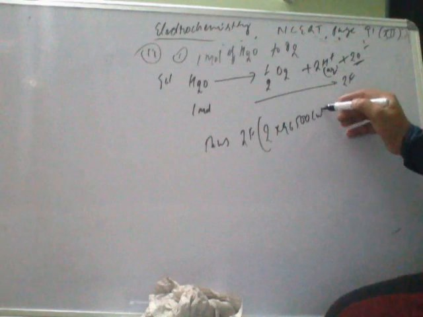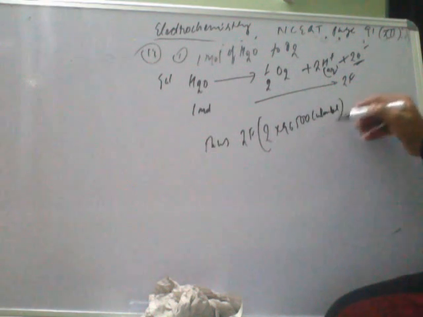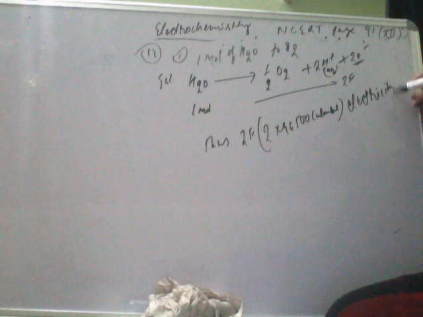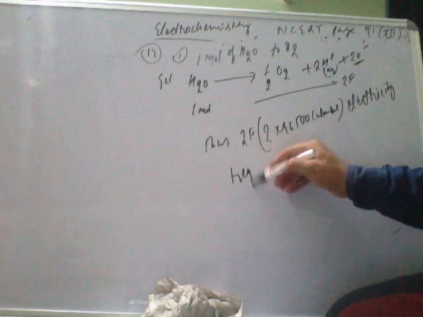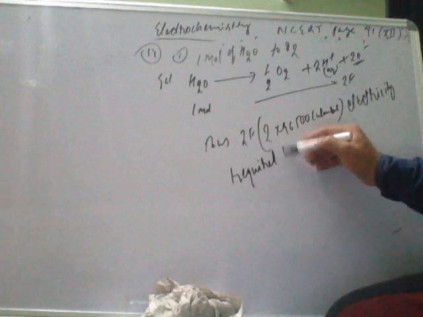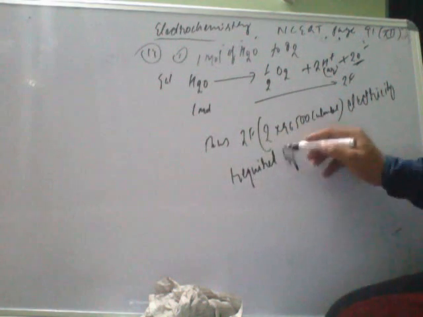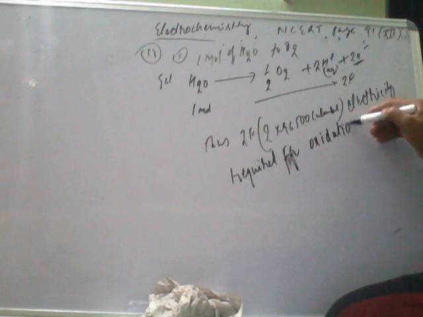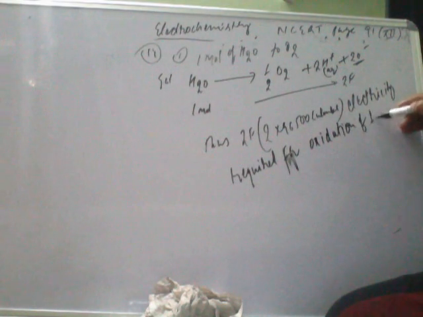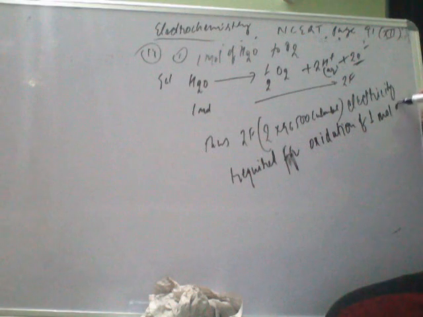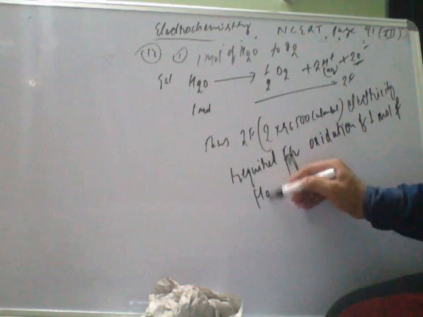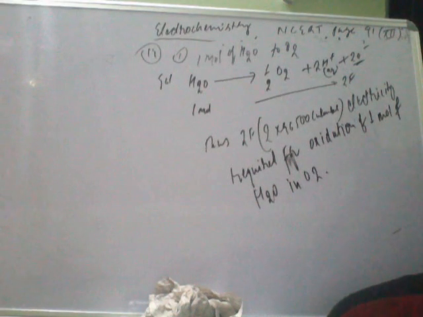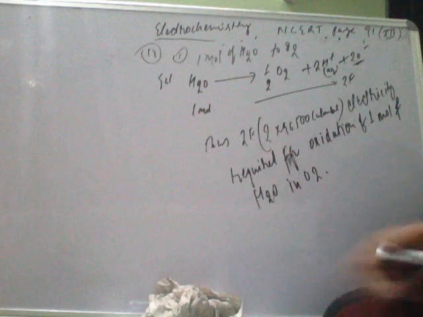So we can write here 2 Faraday, in bracket 2 into 96,500 coulombs of electricity required for oxidation of 1 mole of H2O into O2, right? This is all about it, a very simple question. You don't have to worry about that.